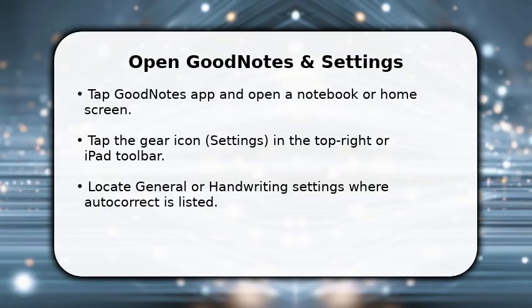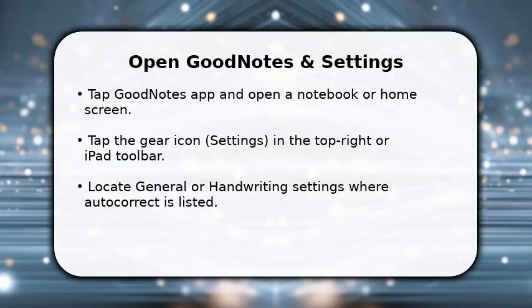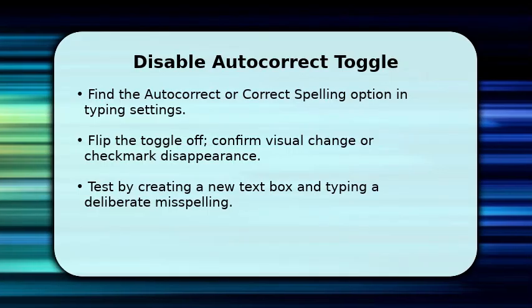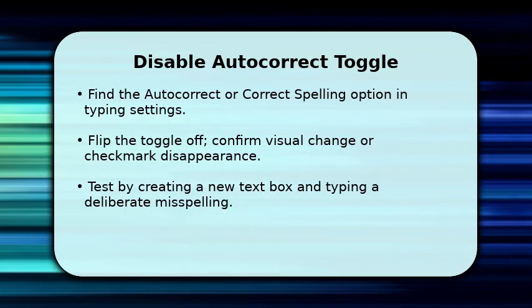Now you'll turn autocorrect off. Locate the autocorrect or correct spelling entry under typing or text settings. Tap the toggle so it moves off. Once done, the switch should visually change or lose a highlight, indicating it's disabled. Make sure to also check related switches like predictive text if you want 0 corrections.